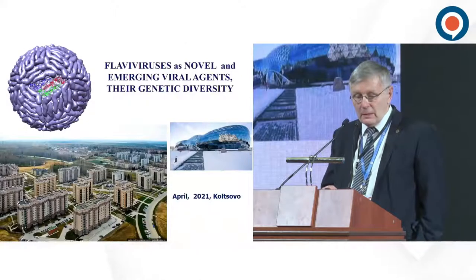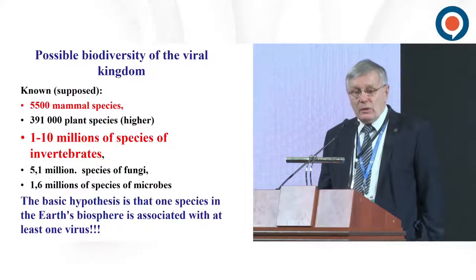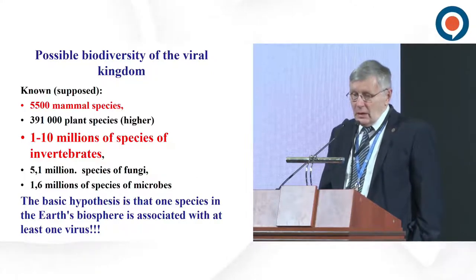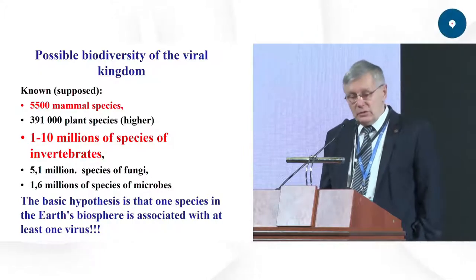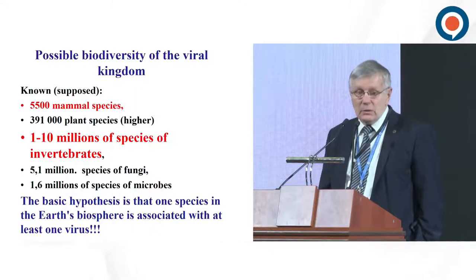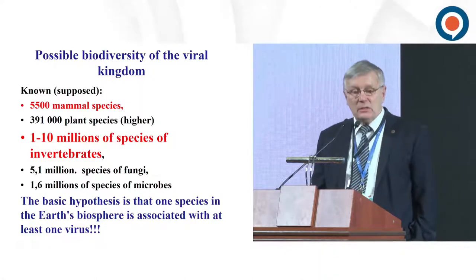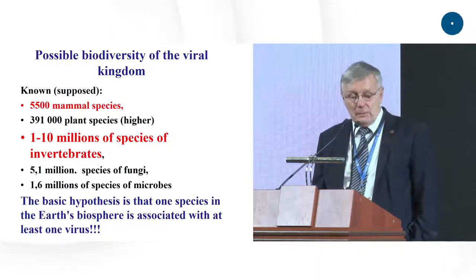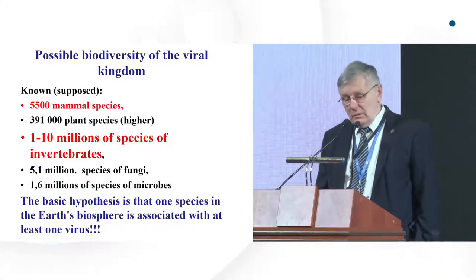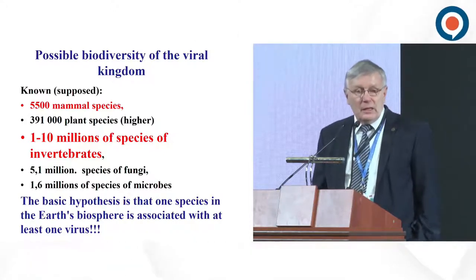And when we speak about the other species, we don't see viruses. Although we see and understand how the representatives of this viral kingdom are dealing with us. This slide shows the possible biodiversity of the viral kingdom. As now we know 5,500 mammal species, 391,000 plant species and higher, up to 10 million invertebrates, 5 million species of fungi, and 1.6 million microbes.